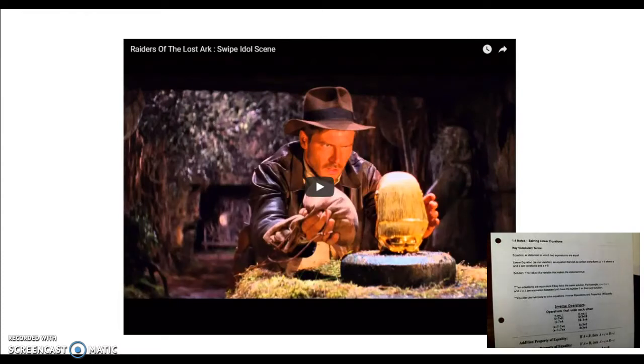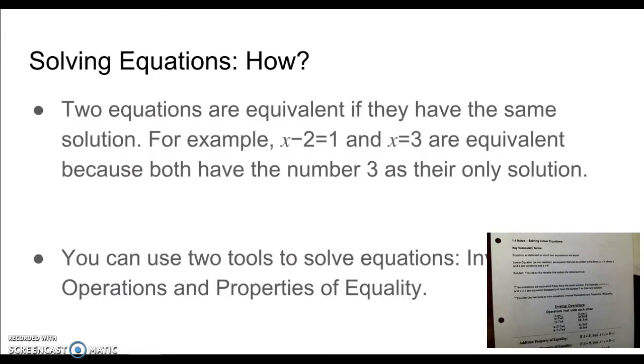Two equations are equivalent if they have the same solution. So x - 2 = 1 and x = 3, those are equivalent equations. How is it that they're equivalent? Both of them have the number 3 as their only solution. We have two tools that we can use to solve equations. The first one is inverse operations and the properties of equality. And these are like duct tape. They solve every single thing that we're going to do in this chapter.